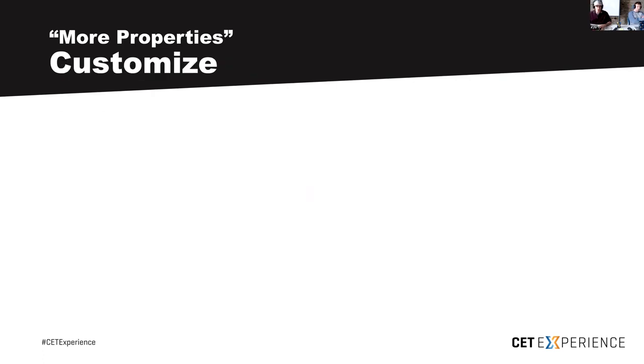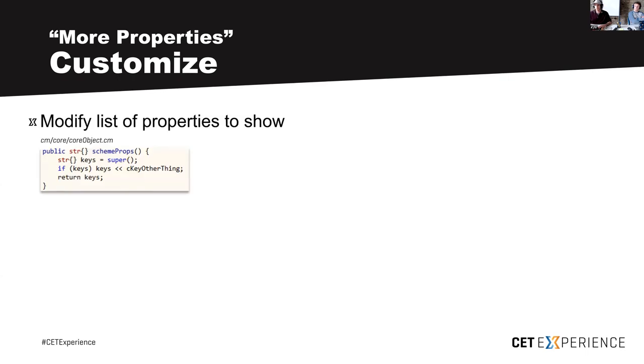There are some opportunities for you to customize this behavior if you need to. You can modify the list of properties that show up in that window. By default, again, it's going to pick up the ones from the scheme or scheme related. You can add or remove keys from there manually by overriding the scheme props method and modifying those keys, or that set of keys, if you wish.